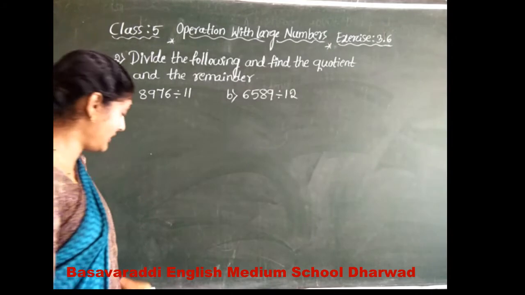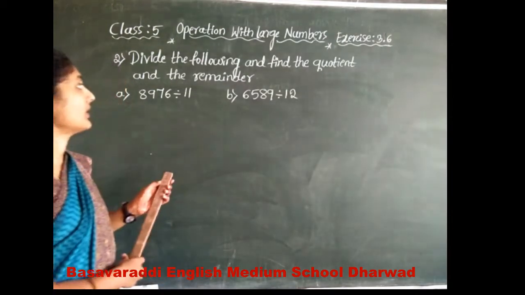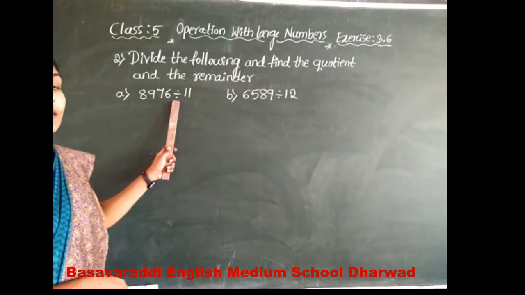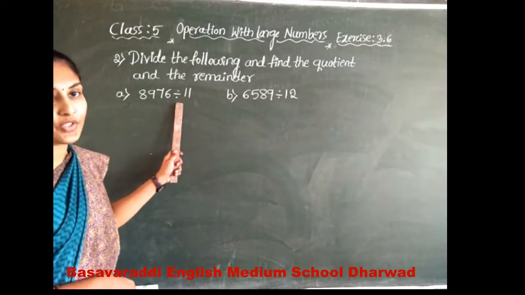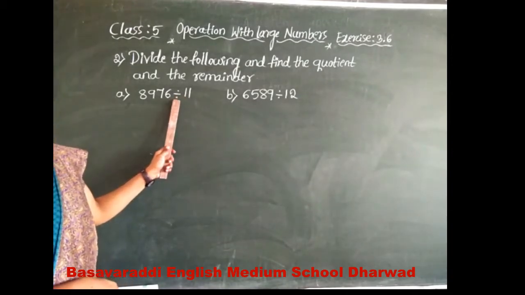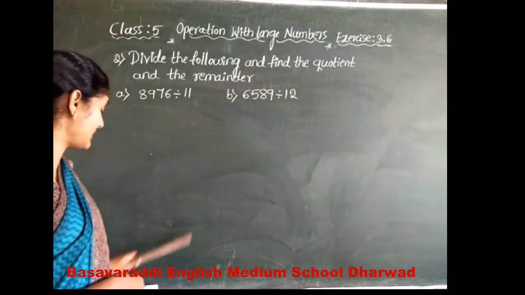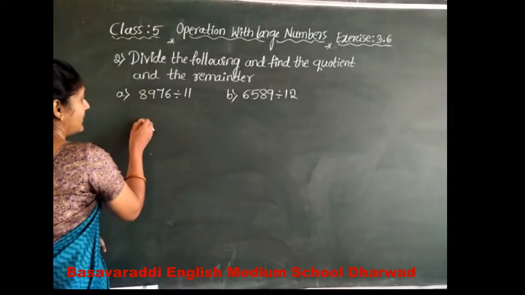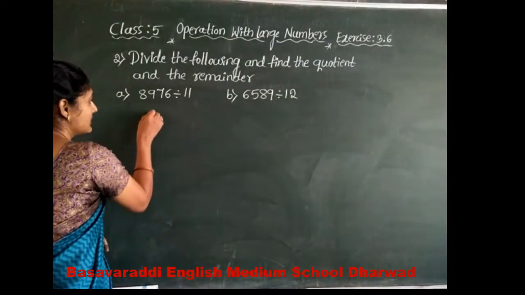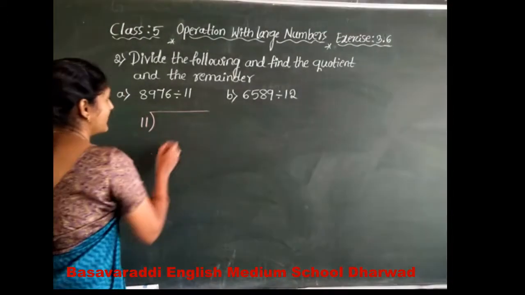The first question is: is 8976 divisible by 11? This symbol shows the division. Let us start. Write 11 in the divisor part.